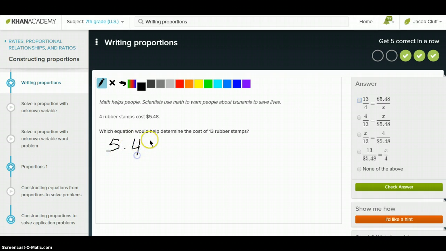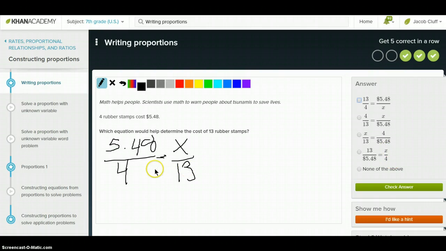So $5.48 for 4 rubber stamps, and then 13 rubber stamps are going to cost X amount of dollars. So we're going to multiply 13 by 5.48 and divide by 4. So crisscross, alright, that's not going to work. 13 times X, that's not going to work. 13 times 4, that's not going to work.